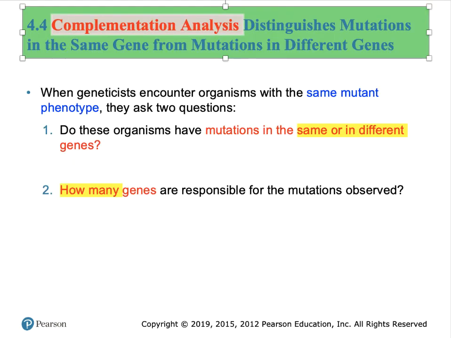The last section of this chapter looks at complementation analysis. And this is a form of genetic analysis that allows one to determine if two mutations are in the same gene or in different genes. A deeper application of this principle then allows one to determine how many genes are responsible for the mutation observed, if the answer is other than one.